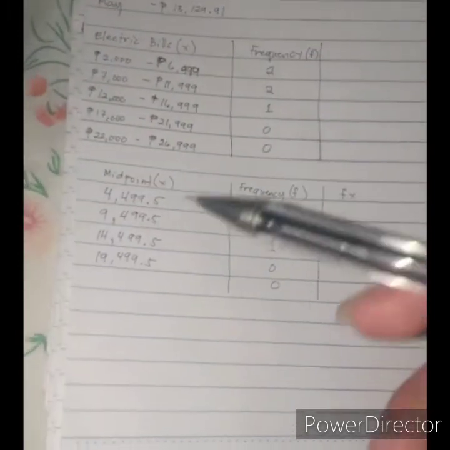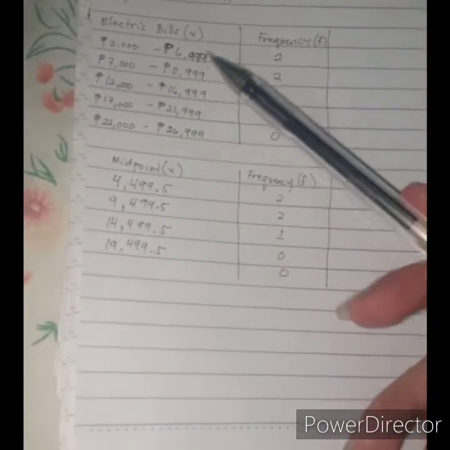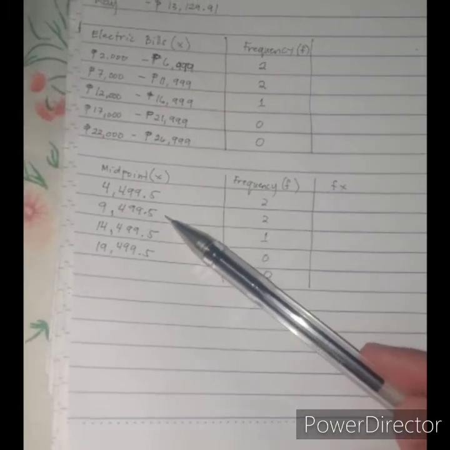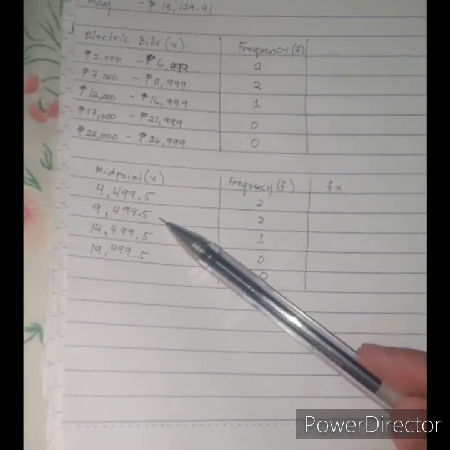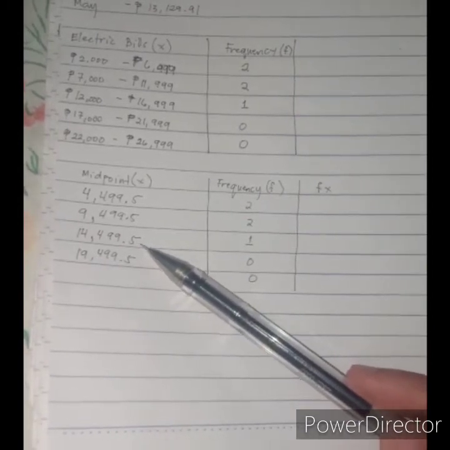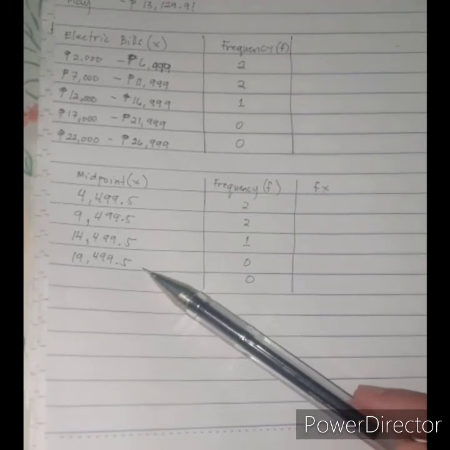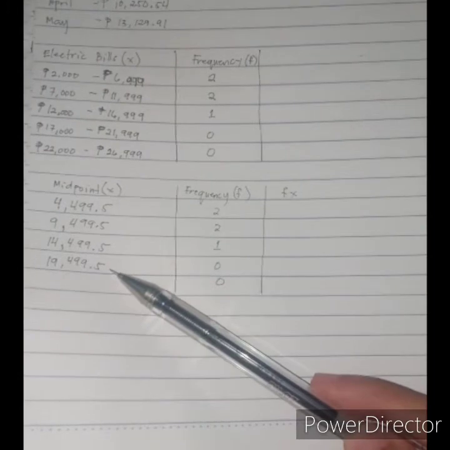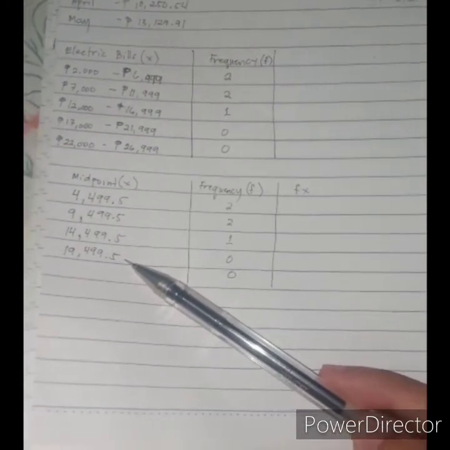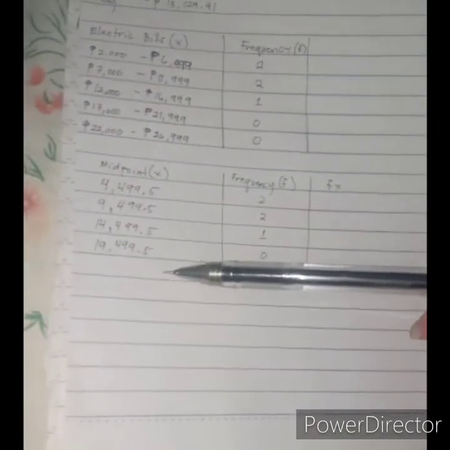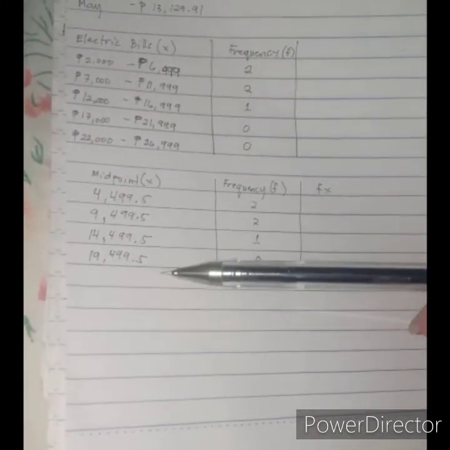Now we will get the midpoint. The midpoint of the first range is 4,499.5, the second one is 9,499.5, the third one is 14,499.5, and the fourth one is 19,499.5. So maybe you are confused, how did I get the midpoint of these ranges? I will show you the midpoint of the fifth range.